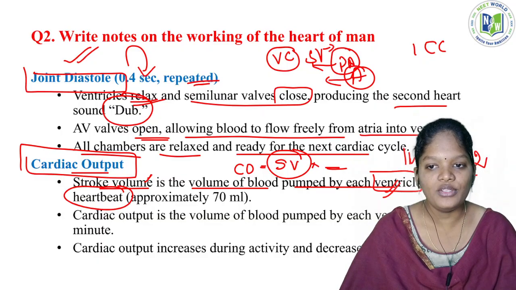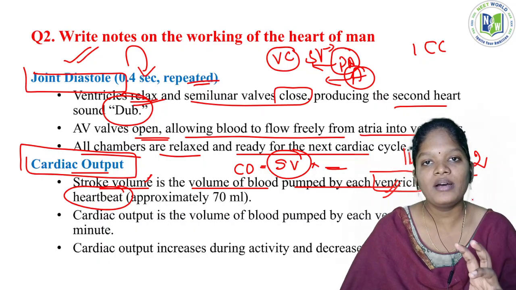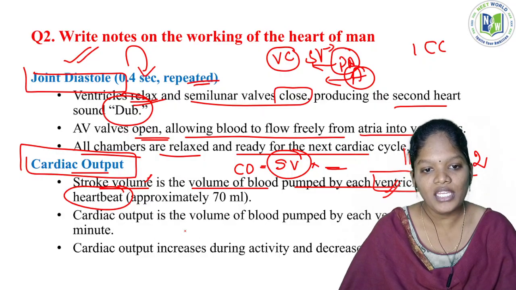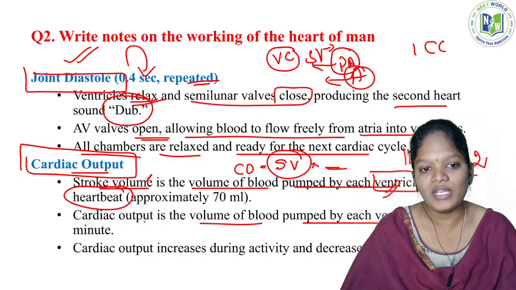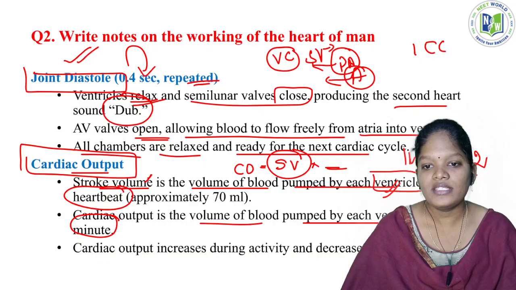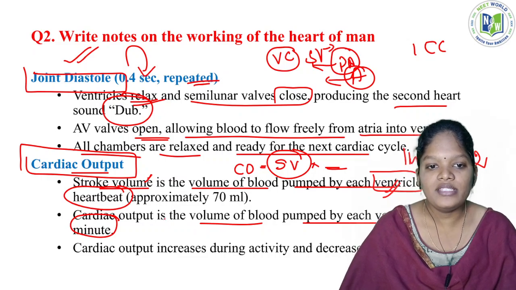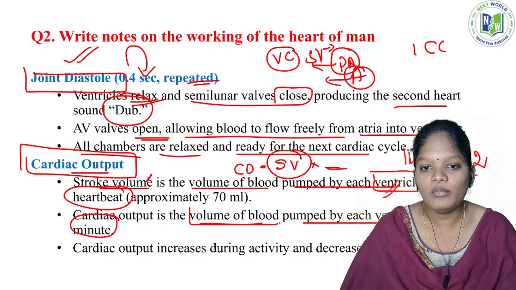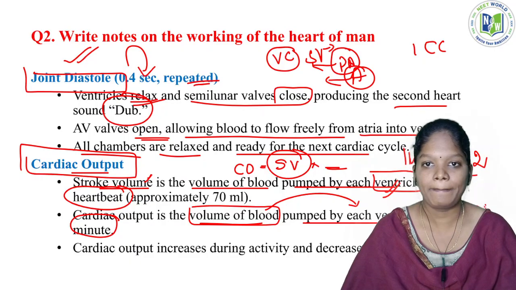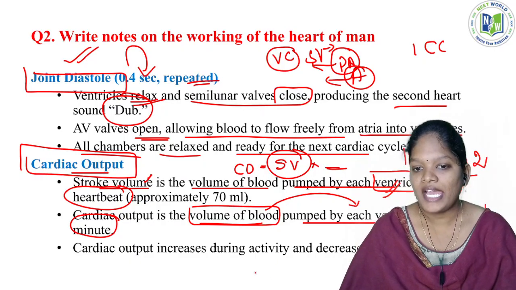So you should know that stroke volume is nothing but the blood pumped by the ventricle for each heartbeat. Now the cardiac output is the volume of blood pumped by each ventricle per minute. Per minute means 60 seconds. So in those 60 seconds, the cardiac output means the volume of blood pumped by each ventricle over 72 beats.